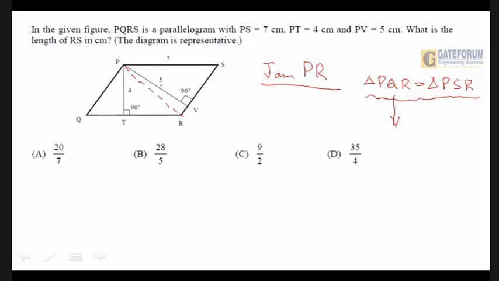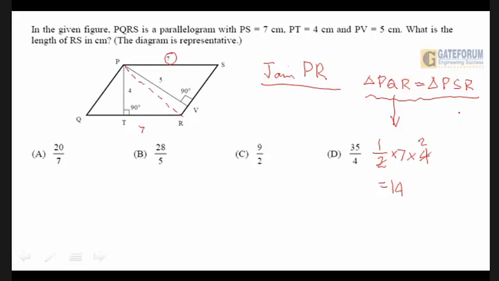So that has happened. Now, what will be the area of triangle PQR? Very simple. See, if PS is 7, then the opposite side QR must also be 7. That's the property of a parallelogram. The opposite sides are equal. So the area of triangle PQR would be half into the base into the height, which is PT, that is 4. So that becomes equal to 14. That is the area, right?